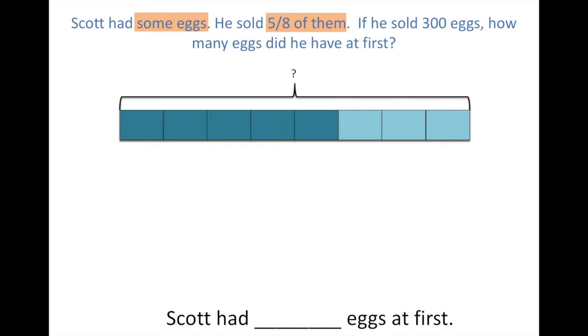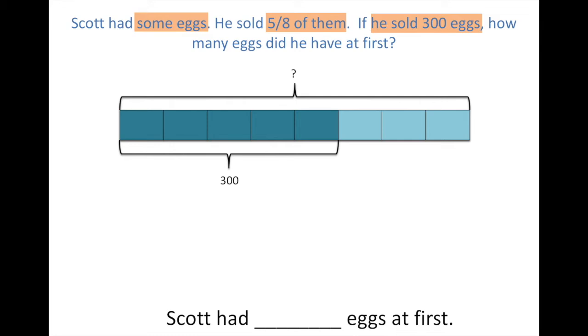Then I'm going to look at the next piece of information. If he sold 300 eggs, how many eggs did he have at first? Well, how many he had at first means how many did he have in all. So I already have the question mark on that piece of information. But it says if he sold 300 eggs. Well, we know that 5 out of 8 of these boxes, or 5/8 of the eggs, were sold. And they're telling us that if he sold 300 eggs, how many does that mean he had at the start? So we're going to put a bracket underneath those 5 units and label them 300.